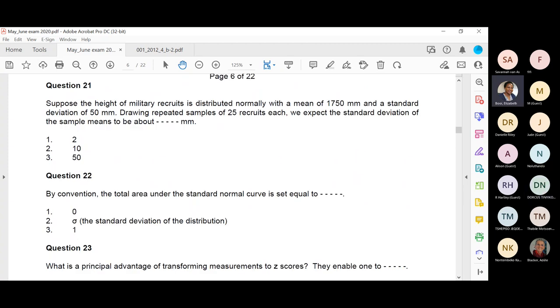Question 21. Suppose the height of military recruits is distributed normally with the mean of 1,750 millimeters and the standard deviation of 50 millimeters. Drawing repeated samples of 25 recruits each, we expect the standard deviation of the sample means to be about. Now, you need to go to the sampling distribution to understand this, because it talks about the sample means. Therefore, it means it's sampling distributions. Therefore, the standard error, which is also known as the standard deviation of the sample means, is given by the population standard deviation divided by the square root of n.